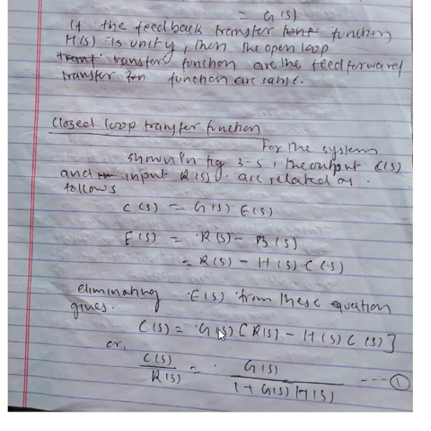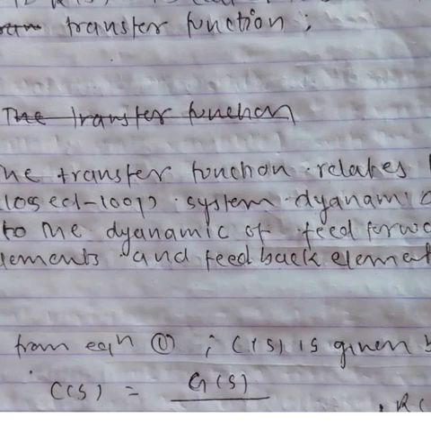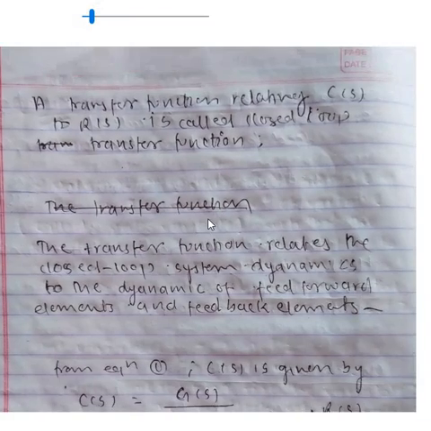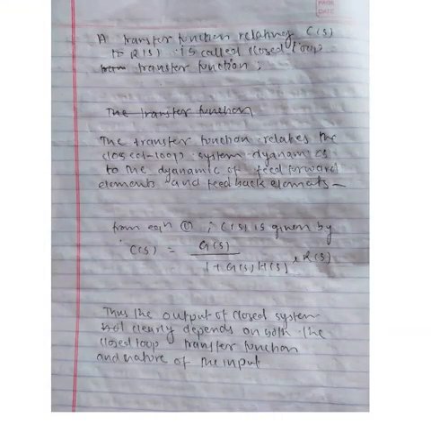Now C(s) by R(s) equals G(s) by 1 plus G(s) into H(s). A transfer function relating C(s) to R(s) is called the closed loop transfer function. Now this is the closed loop transfer function. We already talked about it. This function relating C(s) by R(s) is called a closed loop transfer function.